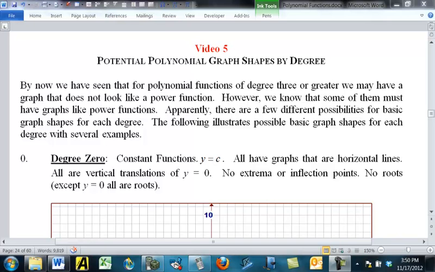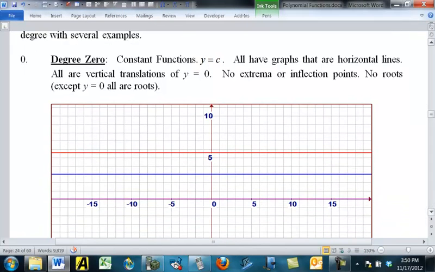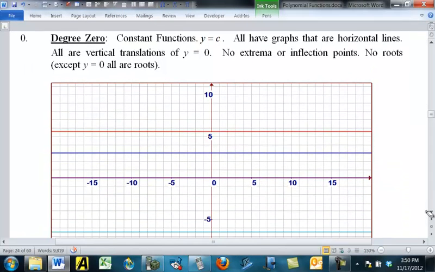Well, we're back here with our fifth video in our series of videos talking about polynomial functions, polynomials and polynomial functions. And let's take a look at some different shapes that graphs may have for small degree polynomials. So first of all, we'll start with the simplest ones. Degree 0 polynomials are constant functions.